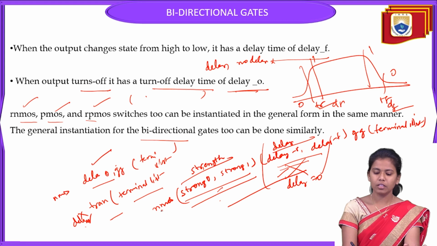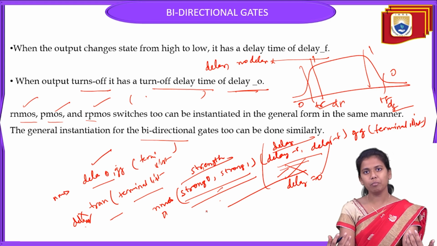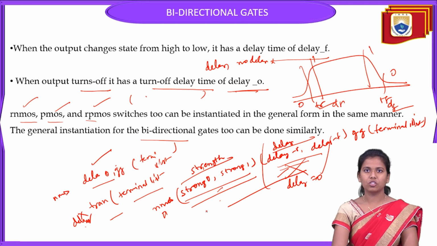So similarly, this is for NMOS, and we can go with PMOS, RPMOS, CMOS, RCMOS as well. Why? Because they are also bidirectional gates. So this is all about the bidirectional gates.